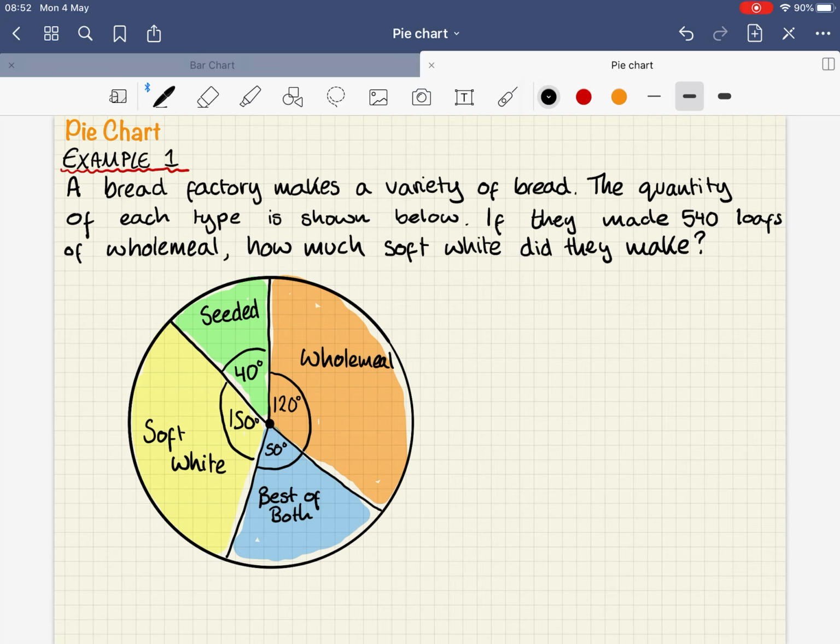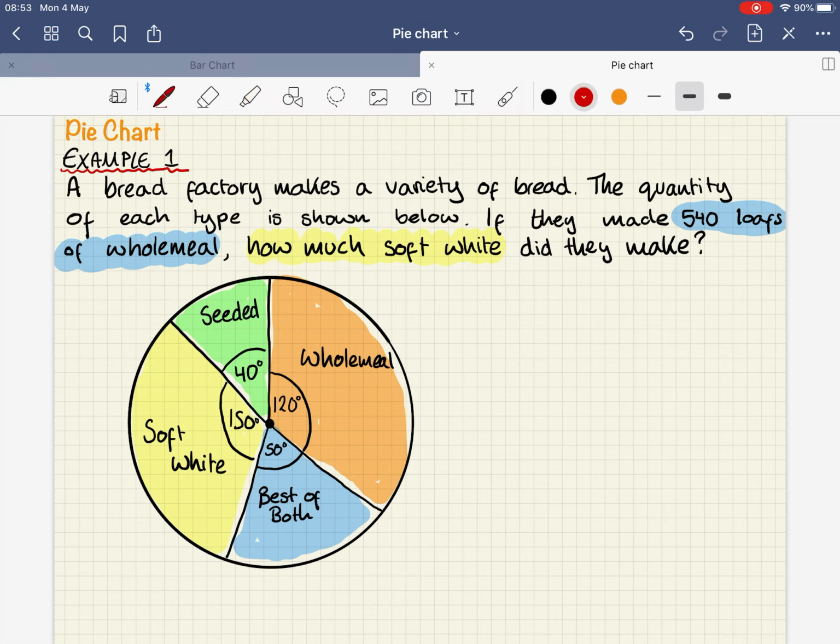So to start off with, we're told a bread factory makes a variety of bread. The quantity of each type is shown below. So I've got our little pie chart down there, and we have seeded, wholemeal, best of both, and soft white. If they made 540 loaves of wholemeal, so I'm actually going to highlight that because that's our first number bit, it then asks how much soft white did they make. So our question is, how much soft white?